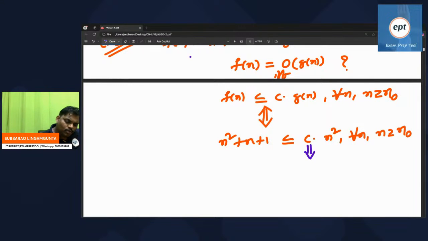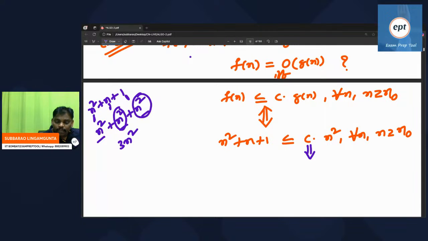Let me ask you one small thing. N square, n square, n square, it is 3n square. You only say n square, n plus 1. Comparing n square, both are n square. But comparing n and n square, n square is bigger. Comparing 1 and n square, n square is bigger. What I mean to say is that n square plus n plus 1 is less than 3n square. So I think you can take the C value as 3.